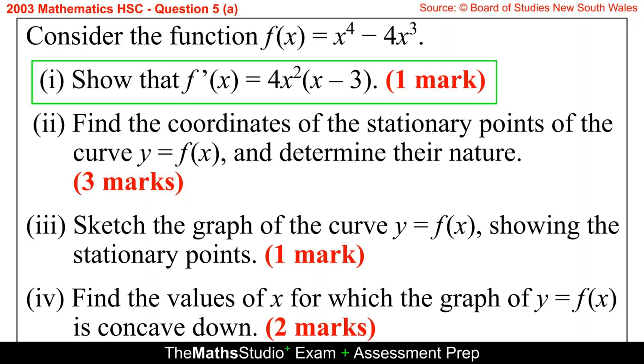Question 5, Part A. Consider the function f of x equals x to the power of 4 minus 4x cubed. Part 1. Show that f dash of x equals 4x squared times x minus 3 in brackets.